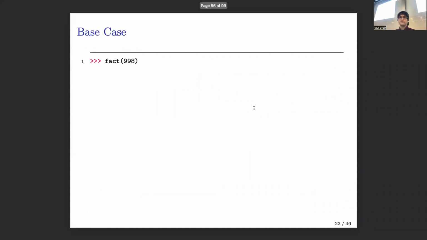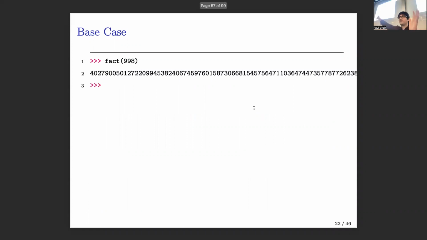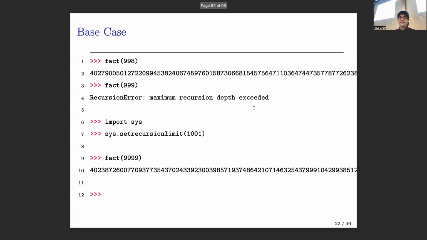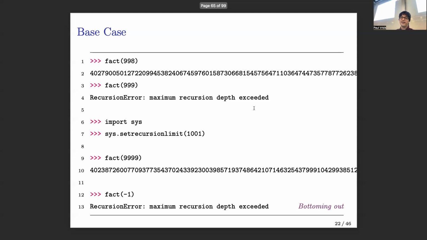So let's just investigate this stack limit change. Fact of 998 is this really huge number that doesn't actually show. Fact of 999 hits the stack limit, right? Because don't forget we have that 0. So if I import sys and push it one more, then we can get fact of 9,999. But we can't get fact of -1, it's still bottoming out. Okay?